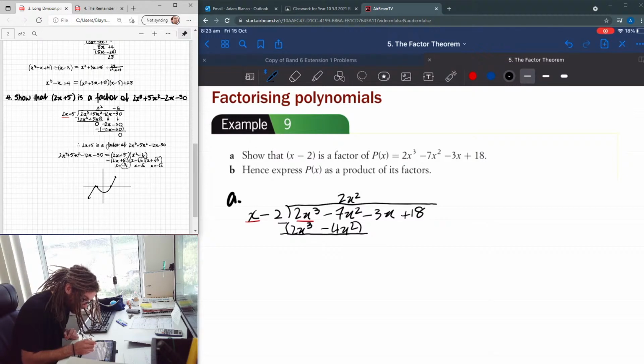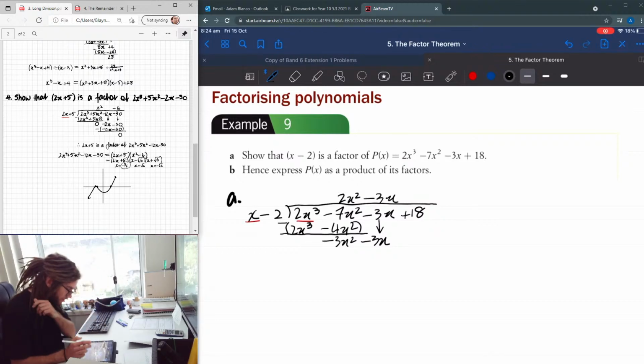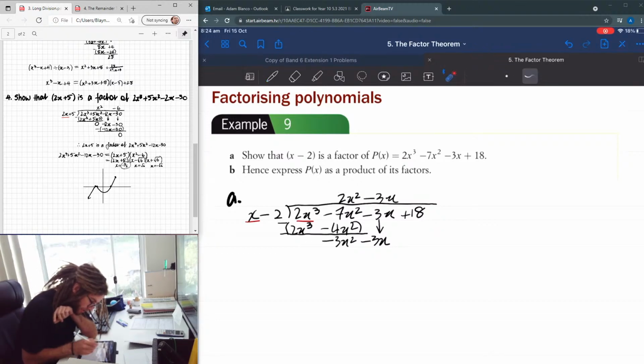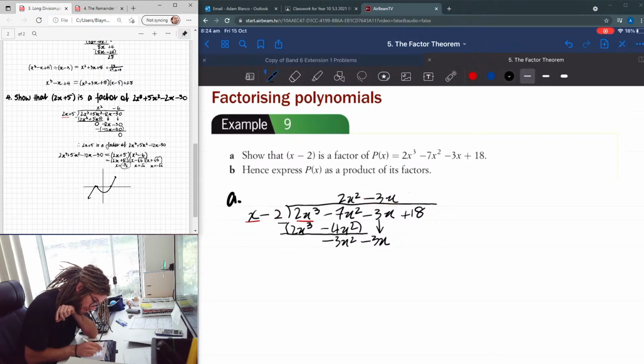Minus 7 plus 4. Am I going to appear really stupid here? Minus 7 plus 4 is minus 3. Minus 3x squared. I have to check that. Yeah, okay. Bring that down. How many x's go into minus 3x squared? I'm pretty sure minus 3x go in. Oh, look at this, I'm ending up with the same thing. That's nice. Minus 3x times x is minus 3x squared, which is what I want.